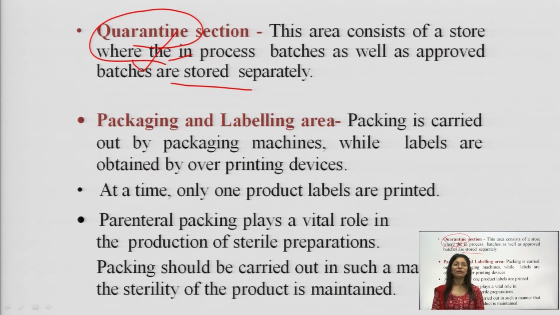That quarantine area is basically used for providing separation of particular raw materials. We have the packaging and labeling area. Packaging and labeling plays a very vital role, because if you are not doing packaging in a proper manner, it can obviously lead to leakage. Packaging is carried out by packaging machines while labels are obtained over printing devices.